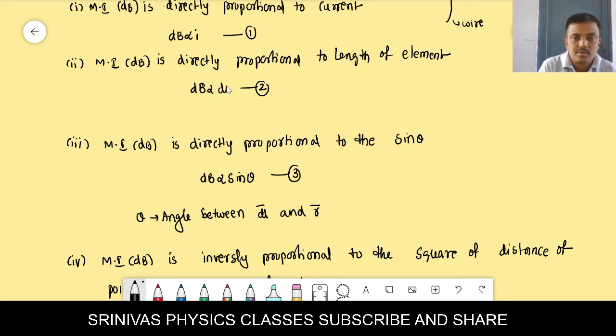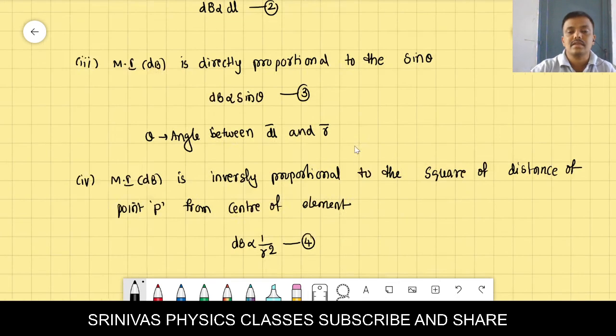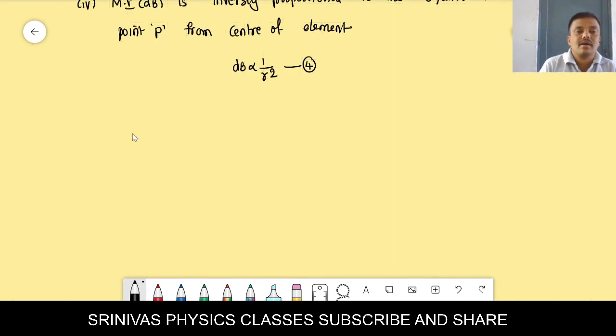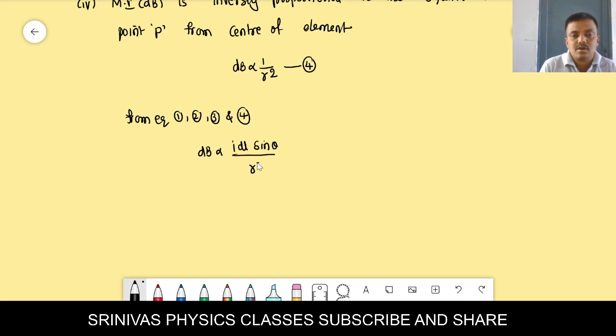dB is proportional to dl. The magnetic induction due to a current element depends upon the current, the length of the element, the sine of the angle, and is inversely proportional to the square of the distance. These are the factors. Now we can combine all of these from equations 1, 2, 3 and 4. Combining all 4 factors, we get dB first proportional to current, next proportional to the length of the element, next proportional to the sine of the angle, and inversely proportional to the square of the distance.